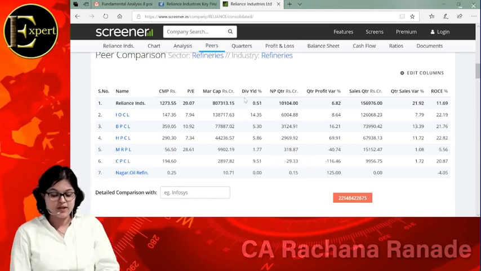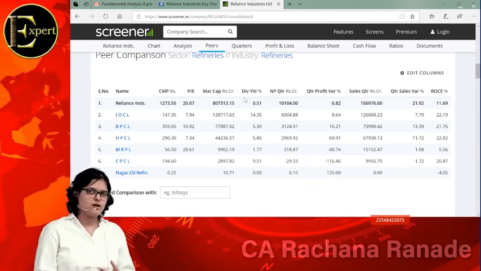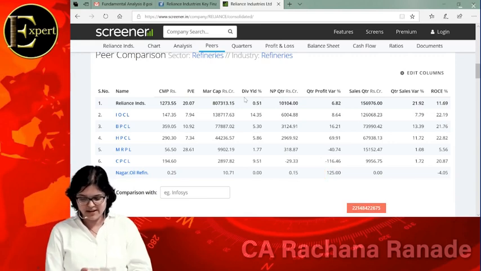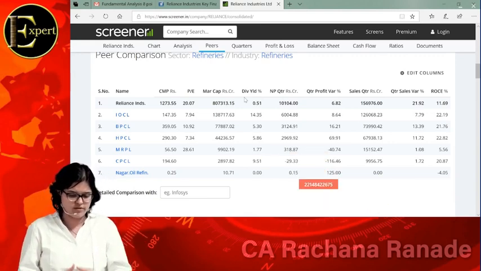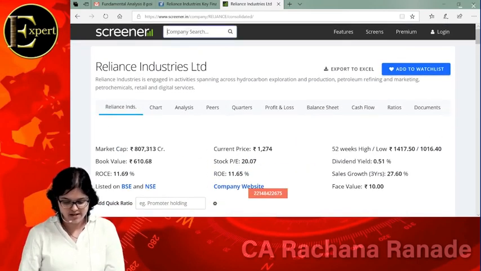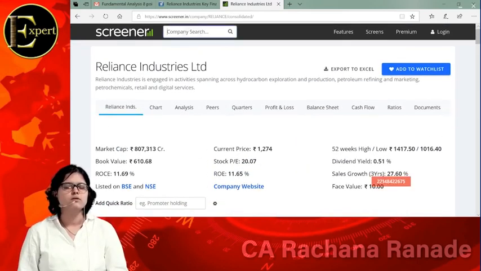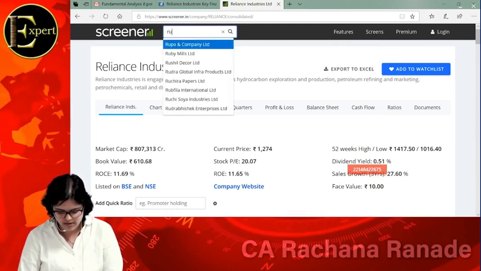Yes. Then dividend yield. Dividend yield means what? It's a very nice parameter, but everyone is not interested in earning dividend, so I don't focus more on dividend yield. I'll show you one company for which dividend yield ideally has to be good.